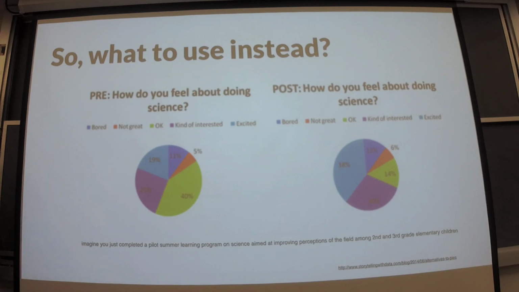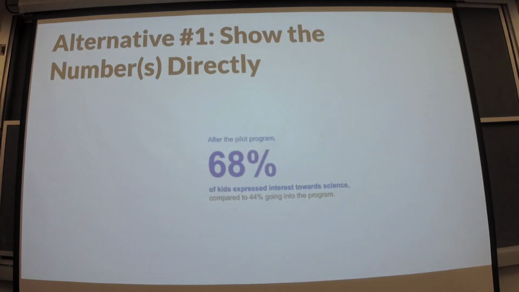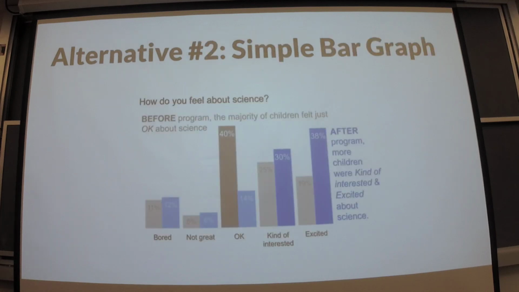But how could we show this differently? First, alternatively, if you want to have only this one message, that people are now much more excited, we don't actually have to use a visualization, right? We can just say, after the pilot program, 68% of kids expressed interest in science compared to 44% going into the program. That's something I can efficiently say in a single sentence, right? So that's one of those cases where I might not even need a visualization.